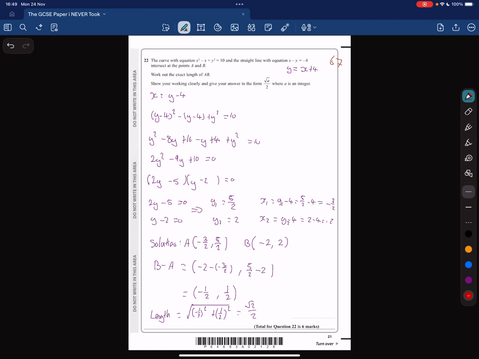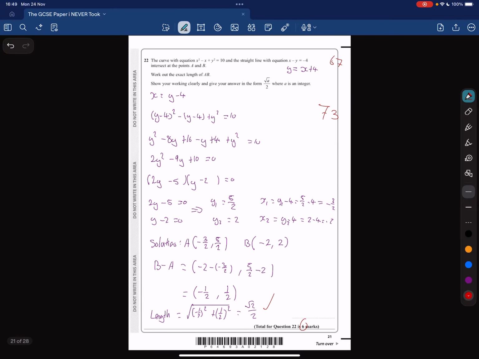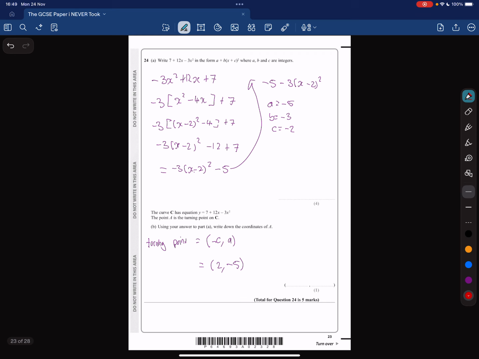Okay. This is right. That pushes me up to 73. And then we've got 3x minus 5y minus 1 is equal to 0. That's all 6 marks. And the workings there. 73. 79. 24.